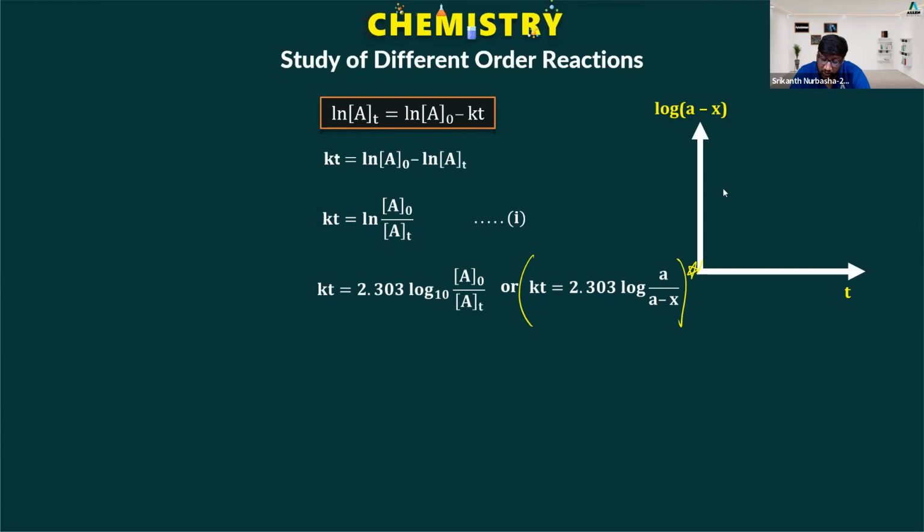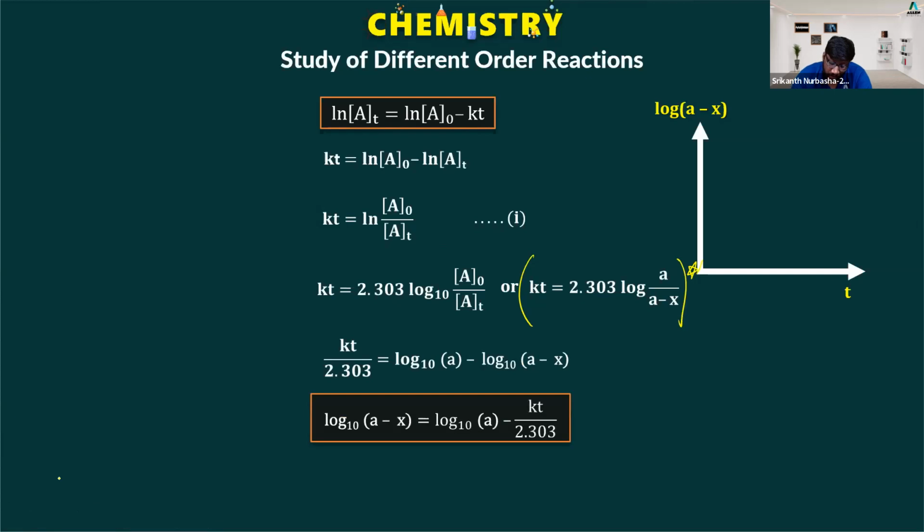Logarithm of A minus x we have taken on the y-axis, time on the x-axis. If you try to plot a graph, you will get what? Earlier we plotted with ln of concentration of A at any time t. Now we are plotting with logarithm. Logarithm of A minus x is equal to log A minus kt by 2.303. So the y-intercept is log A, whereas the slope is minus k by 2.303.